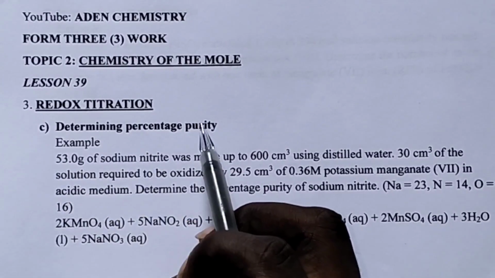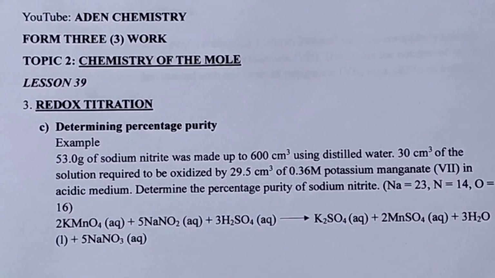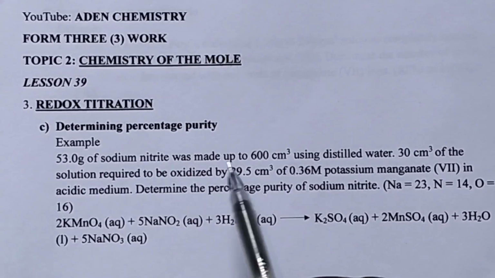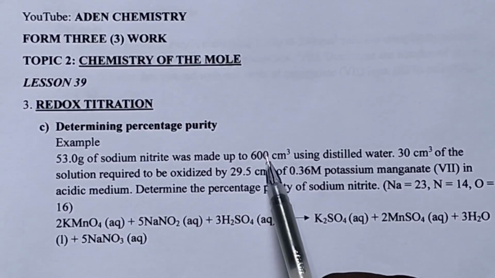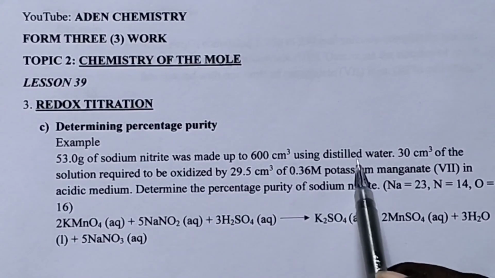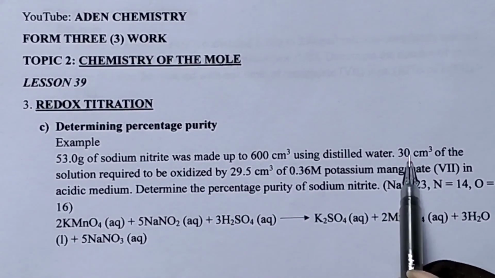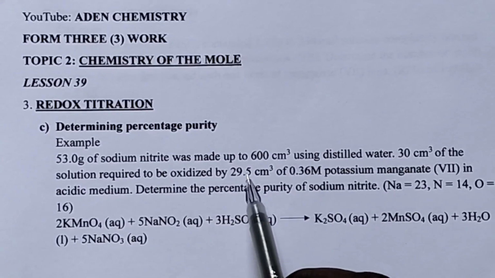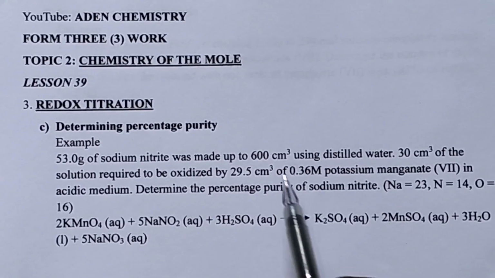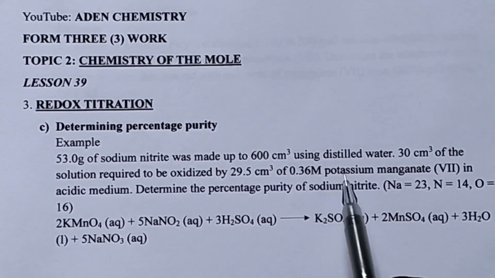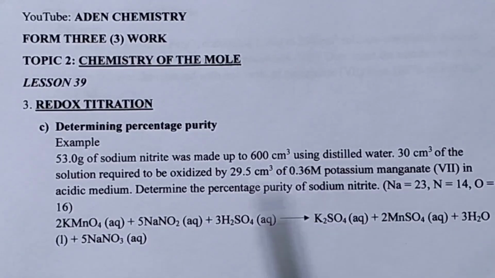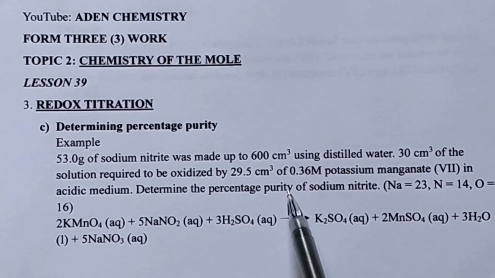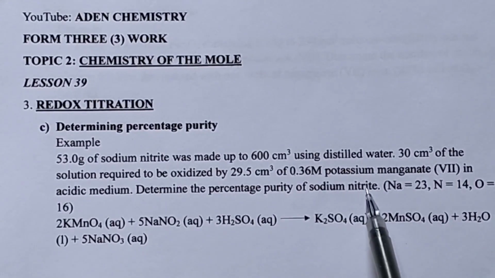So today, lesson 39, we are going to proceed to the third aim of redox titration, which is determining the percentage purity. Example: 53.0 grams of sodium nitrite was made up to 600 cm³ using distilled water. 30 cm³ of the solution required to be oxidized by 29.5 cm³ of 0.36 molar potassium manganate(VII) in acidic medium.